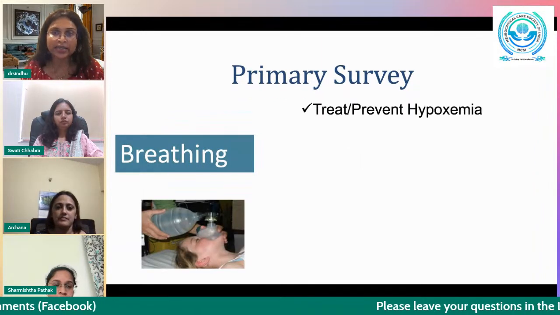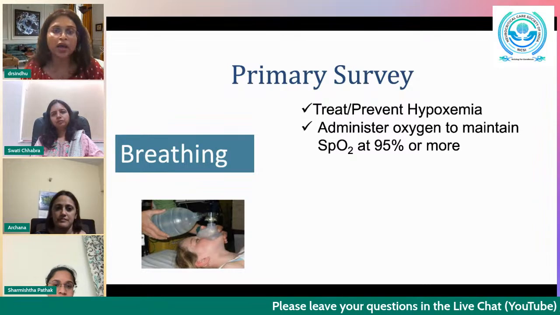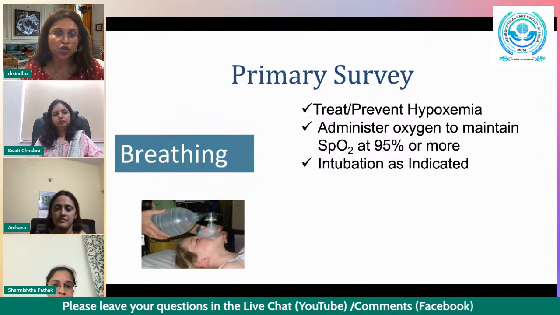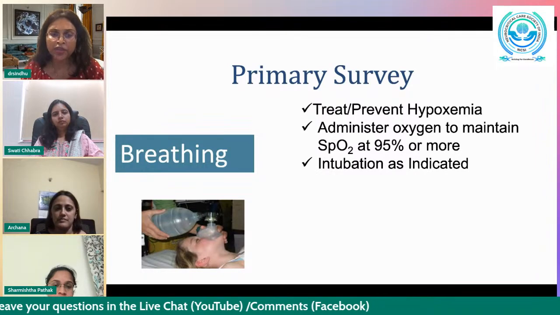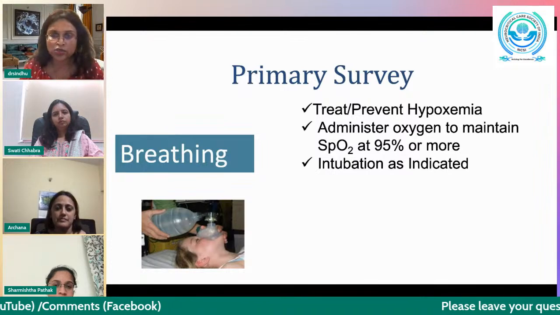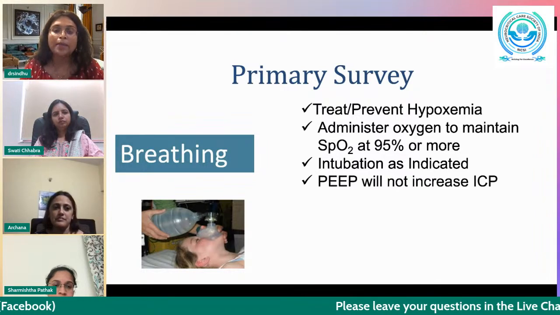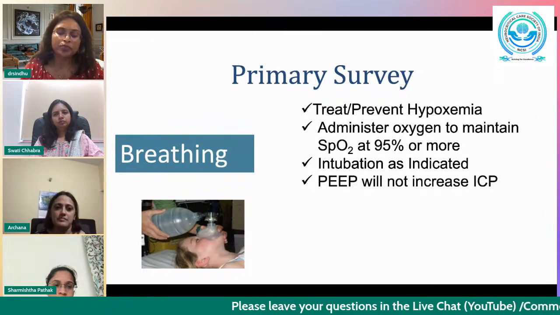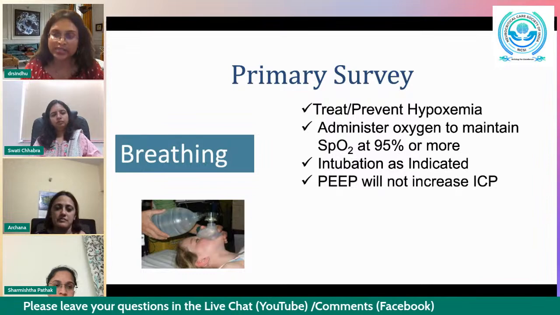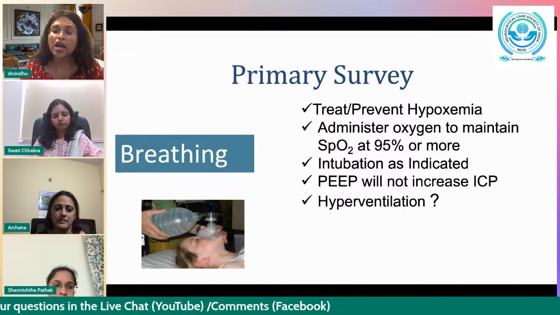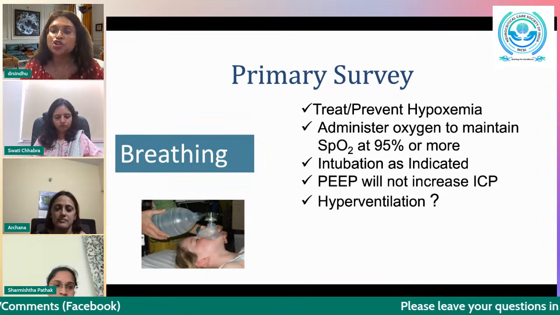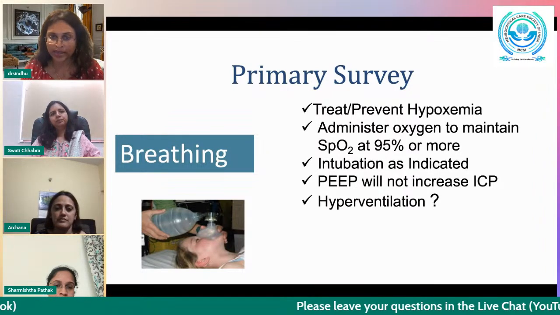Now coming to the breathing, it's very important to treat and prevent hypoxemia. Our main aim is to maintain a saturation of 95% or more by giving supplemental oxygen. If the patient is having any paradoxical breathing and intubation is required, don't hesitate to intubate, but take all the precautions. Should we give PEEP or not? Usually PEEP of about 5 to 6 will not increase the ICP, so it can be safely given. Should you hyperventilate right now? If it is a code brain situation, short periods of hyperventilation do help.